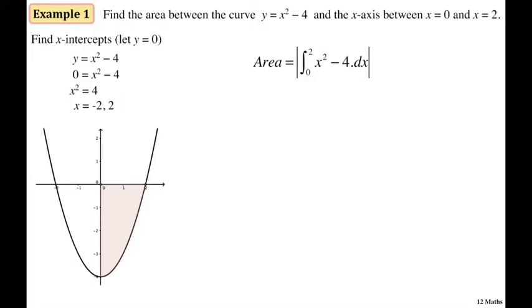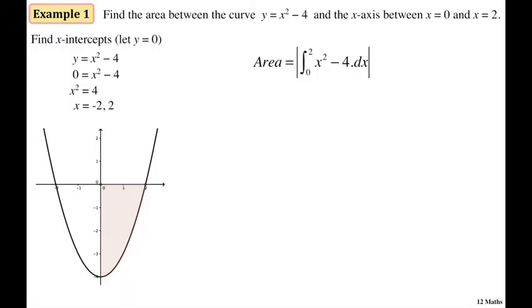There's our formula for area. We know the area is the absolute value of the integral from 0 to 2, because they're the x values, the extreme left and extreme right x values. So there's my 0 and my 2. x squared take 4, because that's the curve. You always have a dx on the end. Don't worry about the dot. Sometimes you can put it there if you wish. But there's our formula. So we need to integrate that.